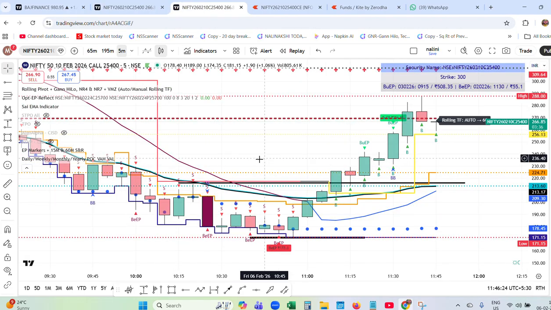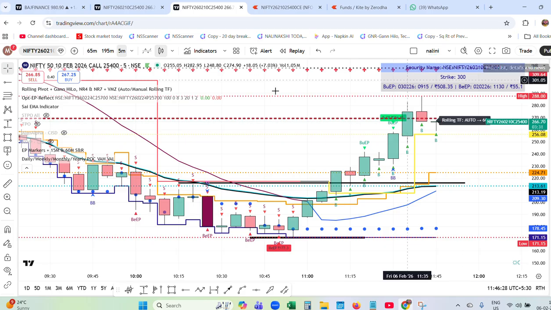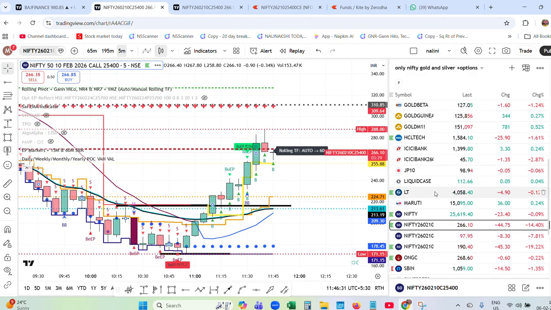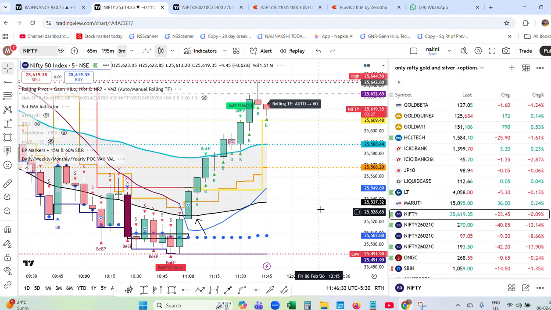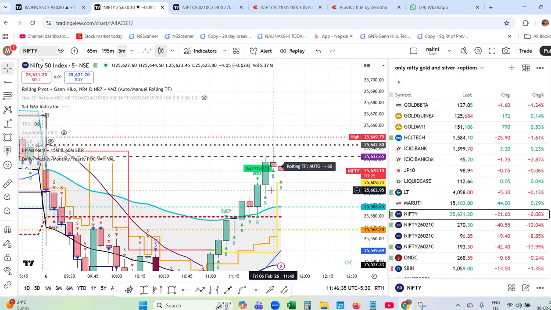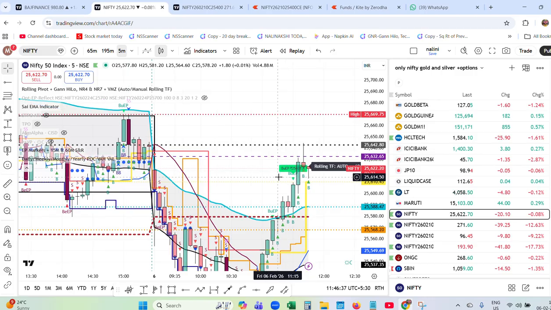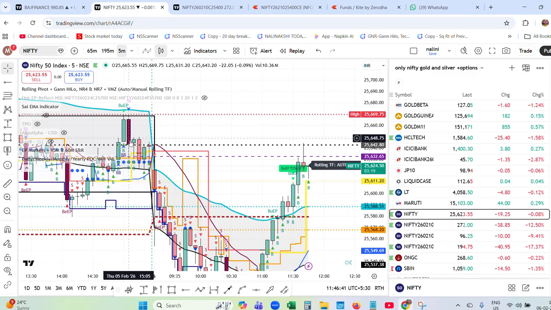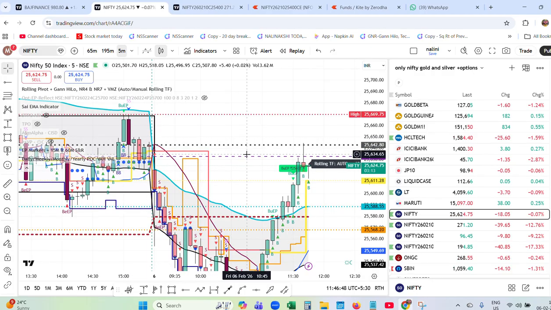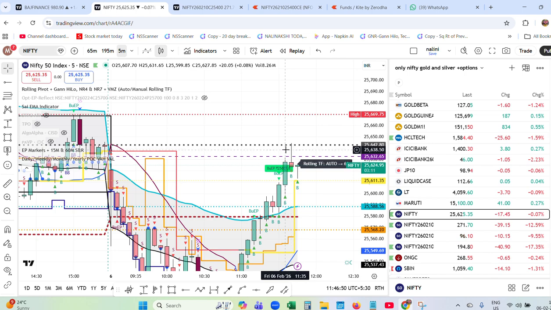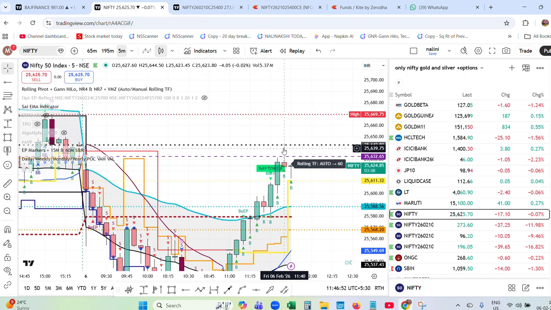Let me go to the underlying. This is showing the call option. Okay, let me go to the Nifty chart. Now it is showing rejection from here because it has entered into the option zone from where sellers have dominated. That's why you are seeing the initial reaction of rejection from there.